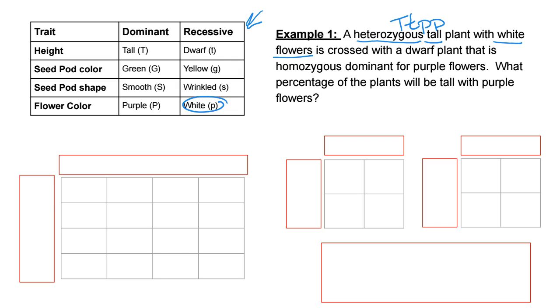It's crossed with a dwarf plant. So that dwarf plant is recessive, little t, little t, and it is homozygous dominant for purple flowers, so big P, big P. So there's my two plants that I'm crossing here. And the question is asking me what percentage of the plants will be tall with purple flowers.